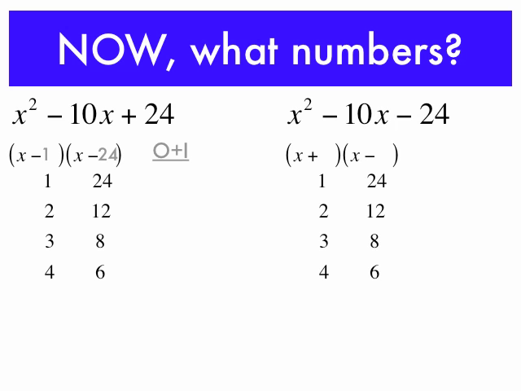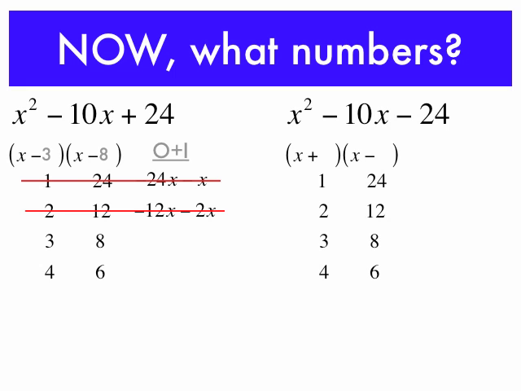So if I put 1 and 24 in the blank spots for the first one, outside gives me x times negative 24. Inside gives me negative 1 times x. That gives me negative 25x, not what I want. Cross it out and we'll try the next pair. We'll put in 2 and 12. Outside gives me negative 12x. Inside gives me negative 2x. That gives me negative 14x, not quite what I want. Cross it out, move on to the next one.